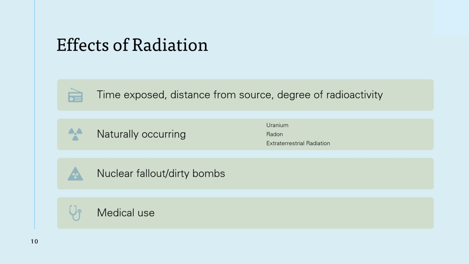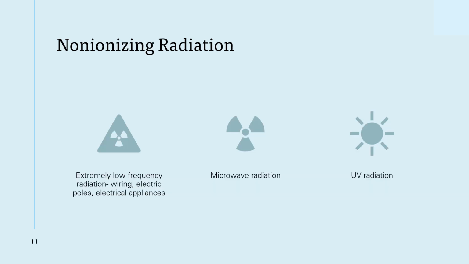We also need to consider the use of radiation in medical devices because this can have an impact on human health and moves us to use radiation in the least amount that will do the best good for our patients. Some forms of non-ionizing radiation can also be harmful to humans. This includes extremely low frequency radiation, which is wiring, electric poles, or electric appliances that we find within our homes. Microwave radiation from our microwave is also a type of non-ionizing radiation. And the one that we're all exposed to is UV radiation.